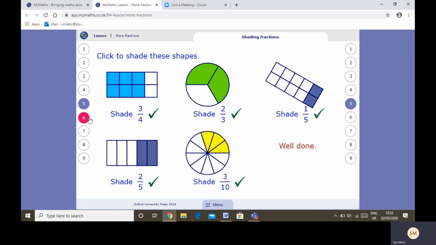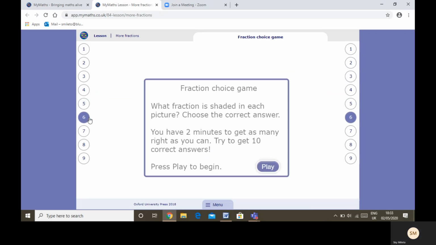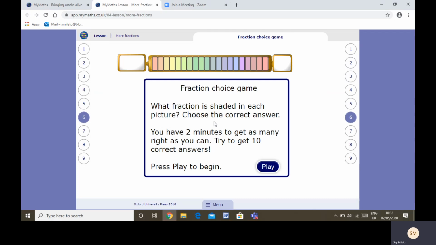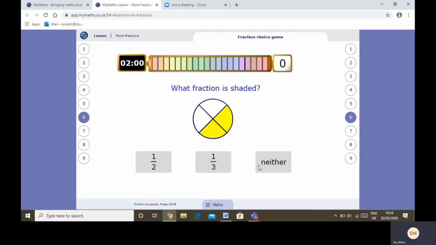So, game 6. Fraction choice game. What fraction is shaded in each picture? Choose the correct answer. Okay, you have 2 minutes to get as many right as you can. Try to get 10 correct answers. Okay, so I'm going to just play the first one and then I'll move on. I'm not going to play for 2 minutes. That'd be a waste of your time and my time. But we'll play the first one just to show you what you need to do.